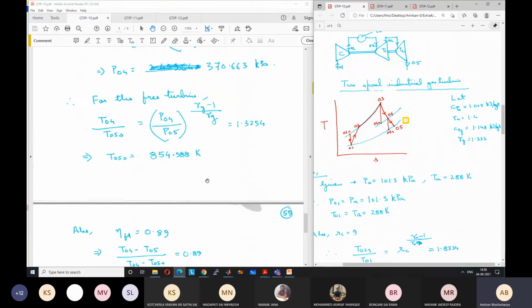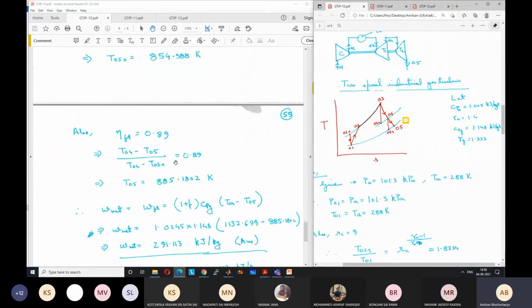But because of losses, we need to calculate the actual temperature using the isentropic efficiency of the free turbine, which is also given as 89%. Again, by definition, T04 minus T05 by T04 minus T05S is equal to 0.89. So we find T05 to be 885.1802 Kelvin. So all these are realistic values. So you can see that quite a bit of energy is actually lost to the atmosphere.